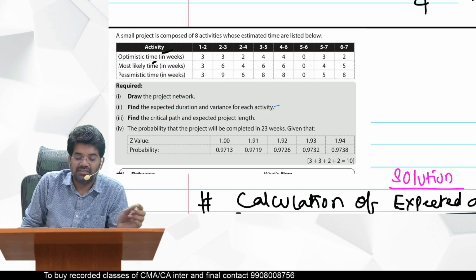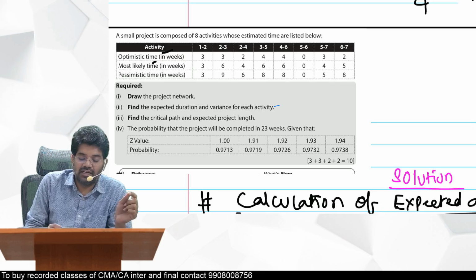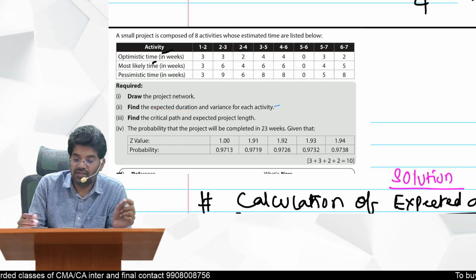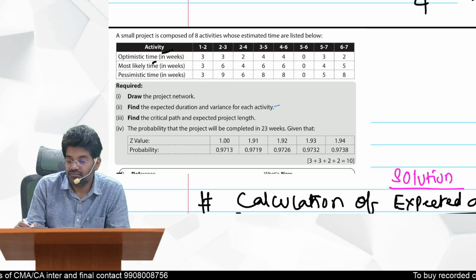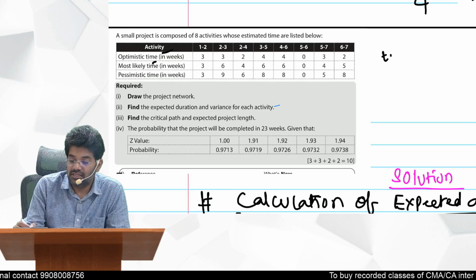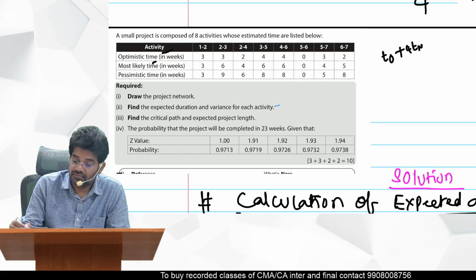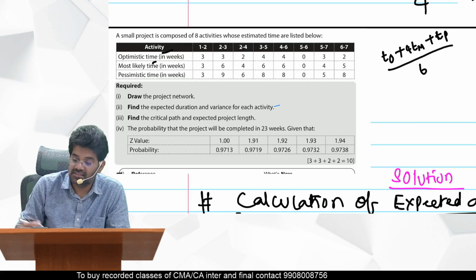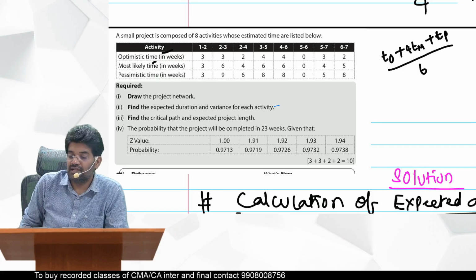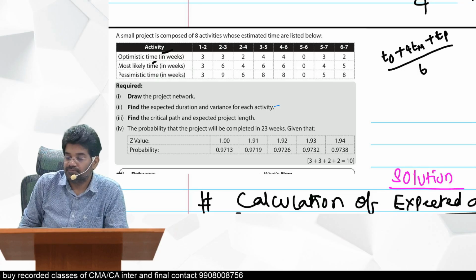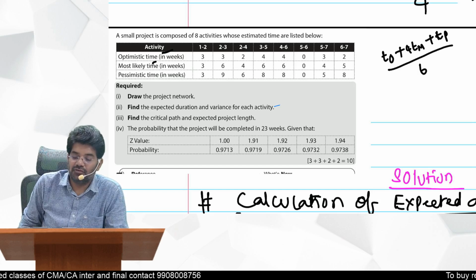First, for each activity, what you should calculate is the expected duration. What is the formula for expected duration? Do you remember? It is To plus 4 Tm plus Tp, divided by 6. This is the formula to calculate the expected duration of each activity.